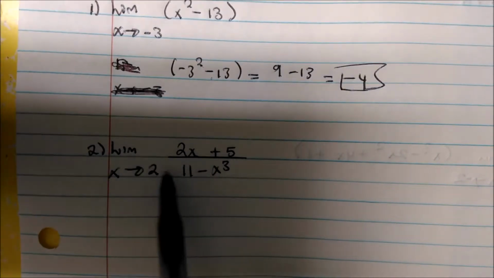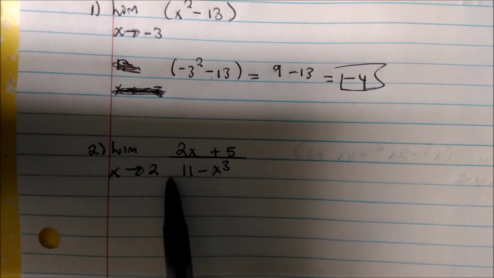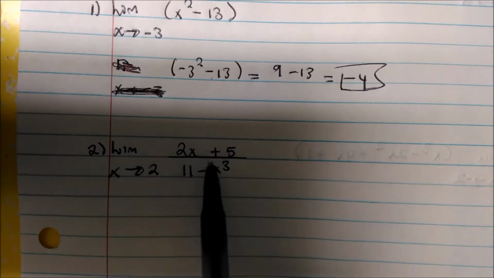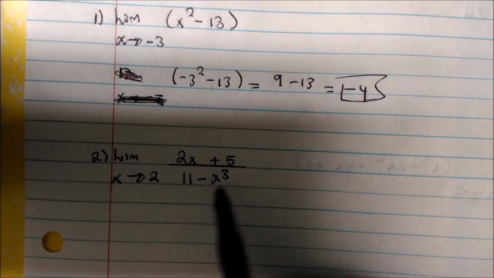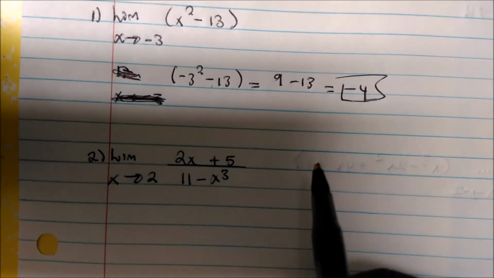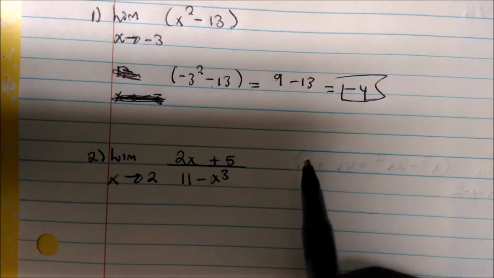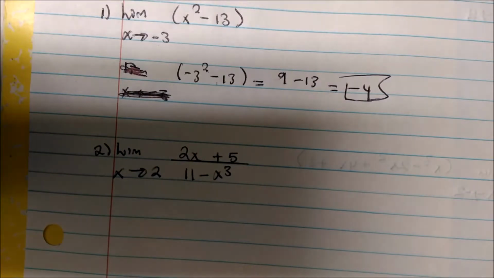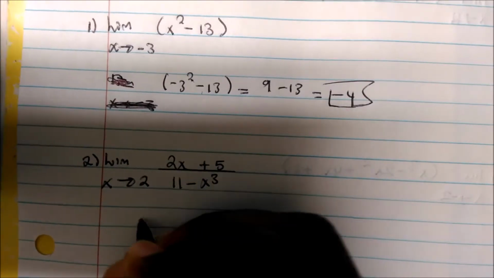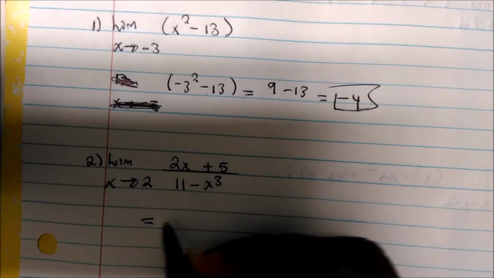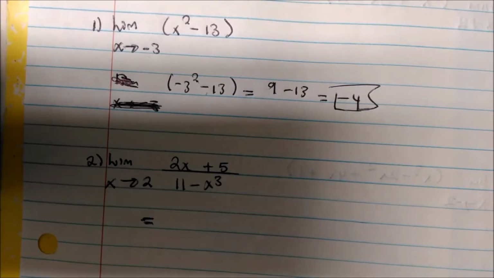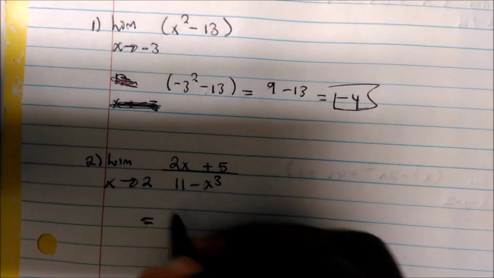Number 2 says the limit as x approaches 2 of a rational function, 2x plus 5 over 11 minus x cubed. Well, for this again, if we plug in 2, we don't get what we call an indeterminate form, which is 0 over 0 or infinity over infinity, which we're going to talk about in a later video. So something like this, we could just plug in and see what happens. So I'm not going to write my notation because I'm going to plug in the values.